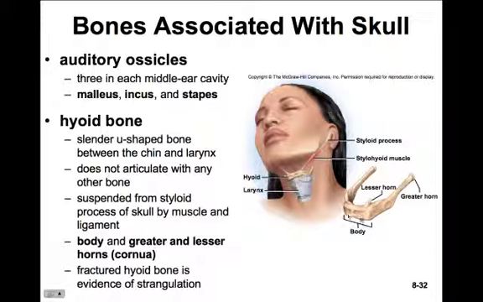The hyoid bone has a body, a greater horn, and a lesser horn right here. If someone has a broken hyoid bone, it's a great indicator that they've probably been strangled. It's a hard bone to break.